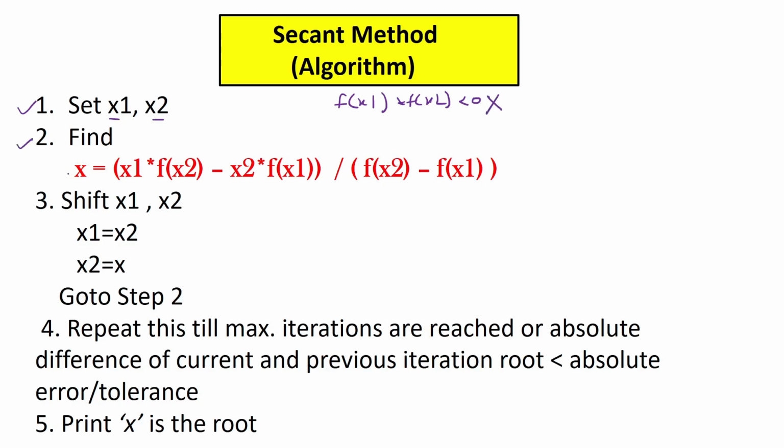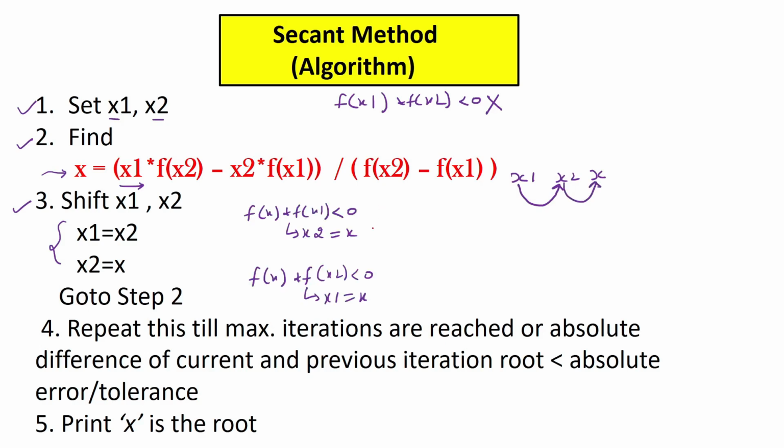In the second step, we have to find the intermediate point using this formula. Again, the formula is the same as we discussed in the regula falsi method. After the second step, we come to the third step, where we change the values of x1 and x2. Till the second step, we have x1, x2, and we have x also. Here we say that x1 should be initialized with x2 and x2 should be initialized with x. So x1 gets the value of x2, and x2 gets the value of x.